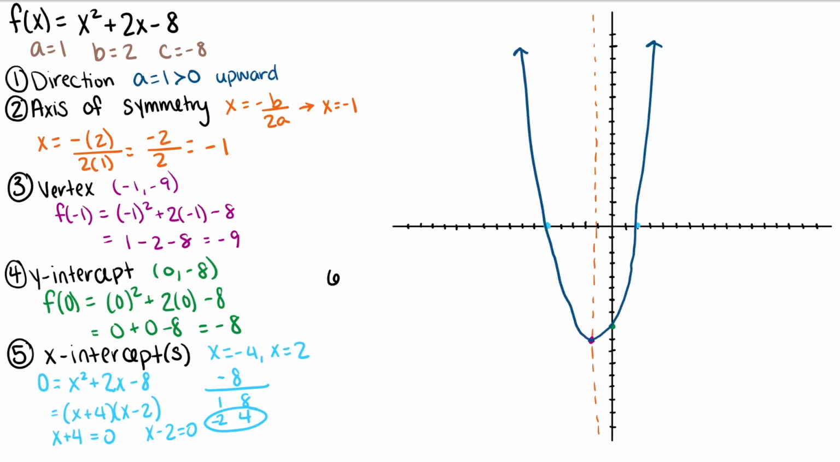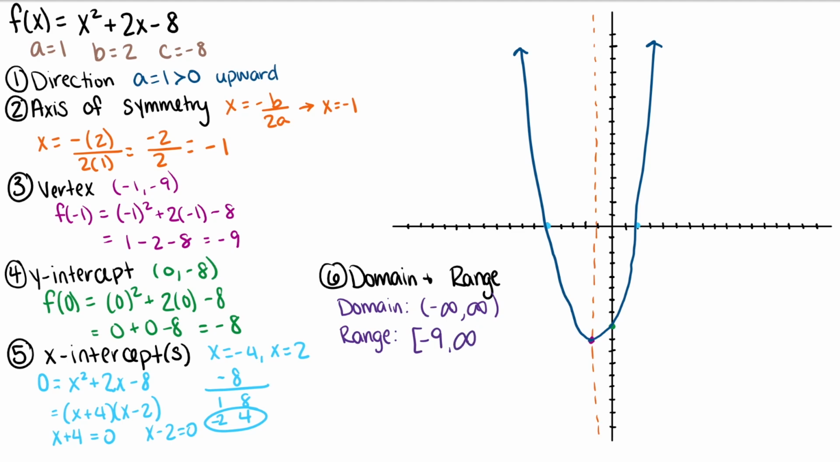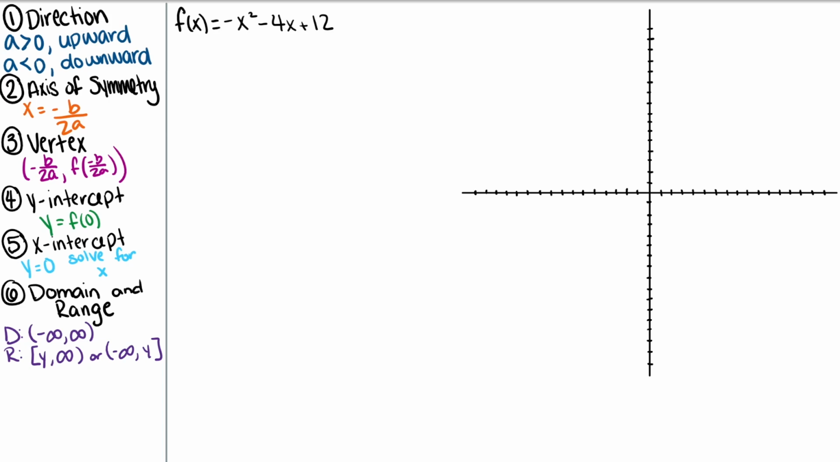For our domain and range, our domain is all real numbers, or negative infinity to infinity from left to right. Our graph goes all the way left and all the way right as our graph goes on. And for our range, since our a is positive and greater than 0, we'll start at our vertex. So our range is negative 9 to infinity. And there's our graph.